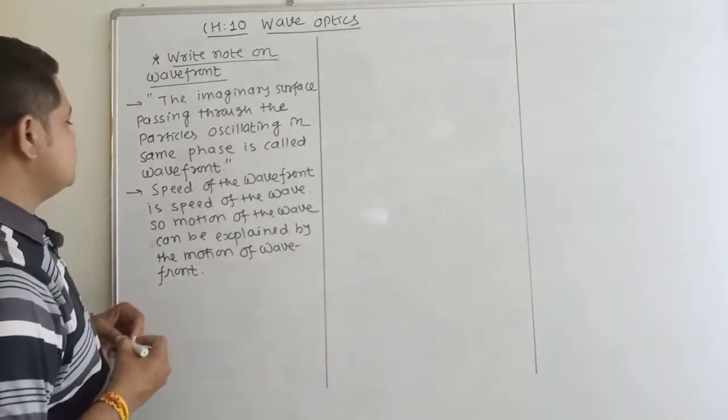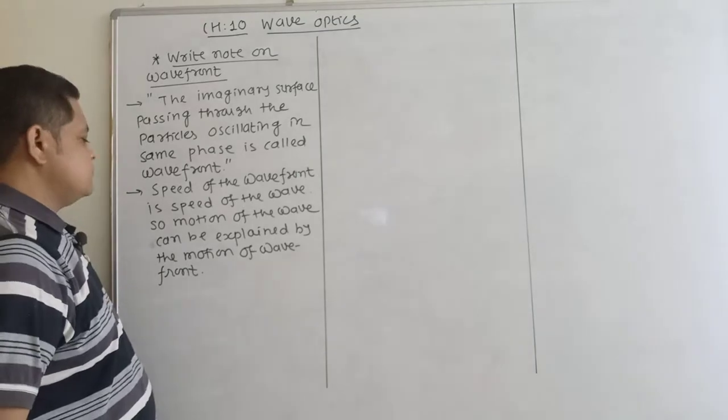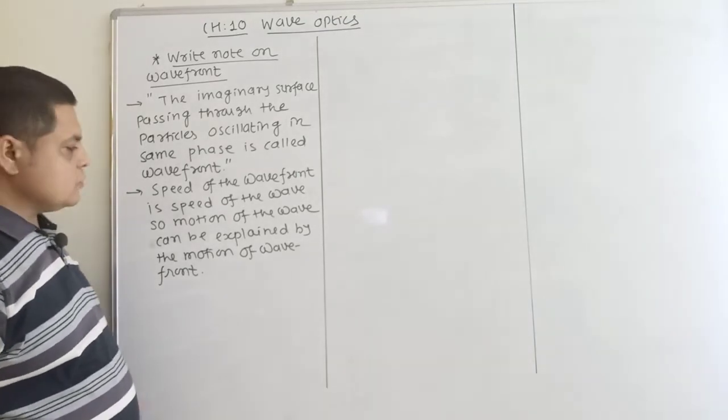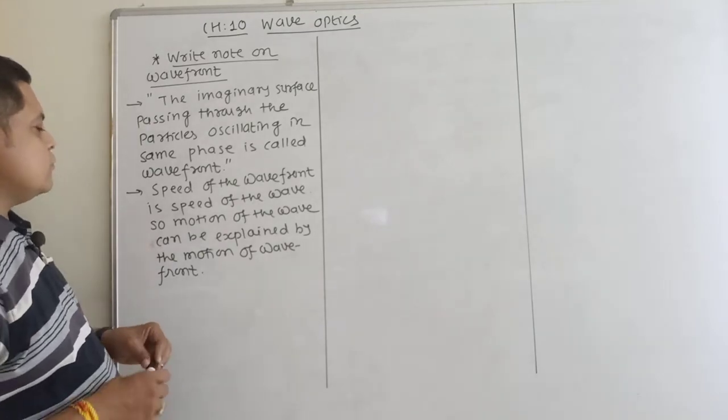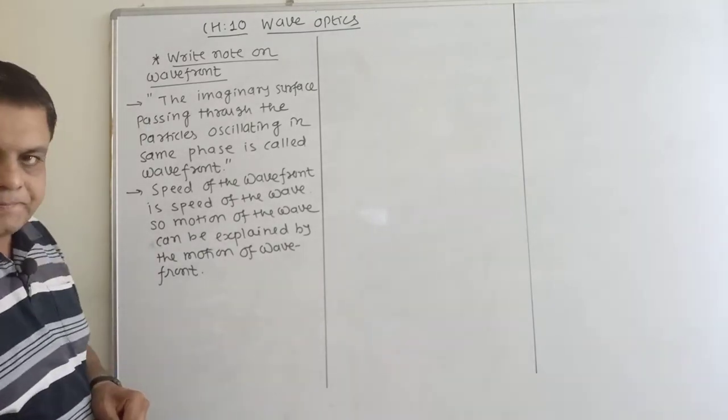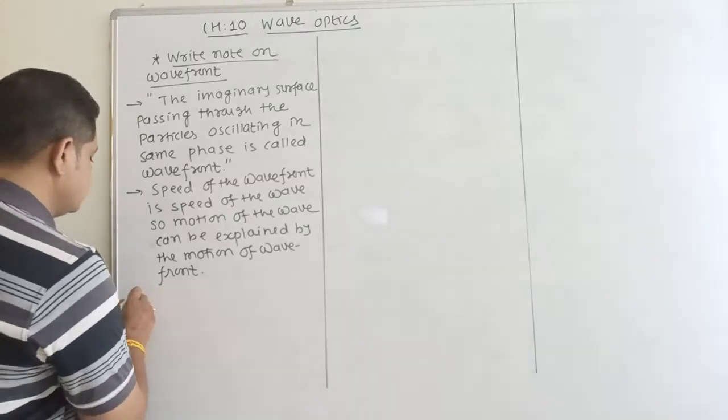Clear? The speed of the wavefront is the speed of the wave in a given medium. So the motion of the wave can be explained by the motion of the wavefront. Okay. Now listen.